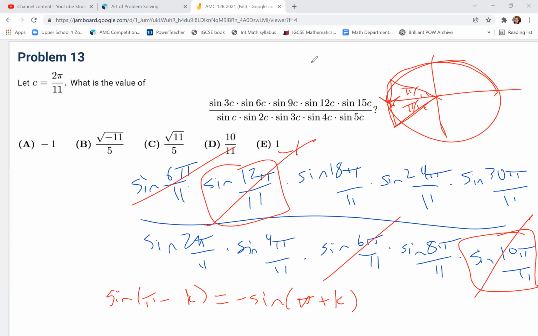Now, if we think about 18 pi over 11, essentially we can subtract pi, and we would have what? Sine 7 pi over 11. So basically it's negative sine 7 pi over 11, right? But then again, if we think about 7, so that's negative 7 pi over 11.